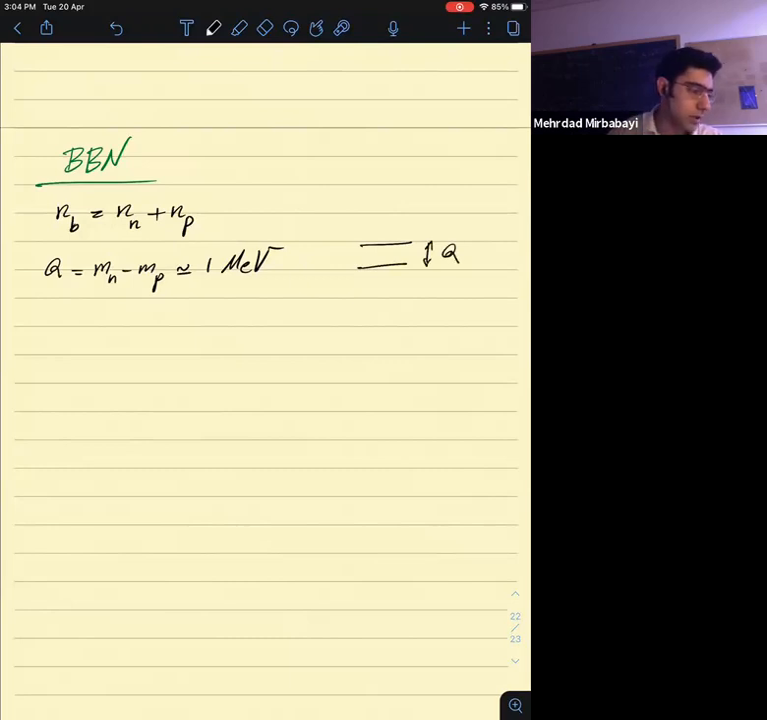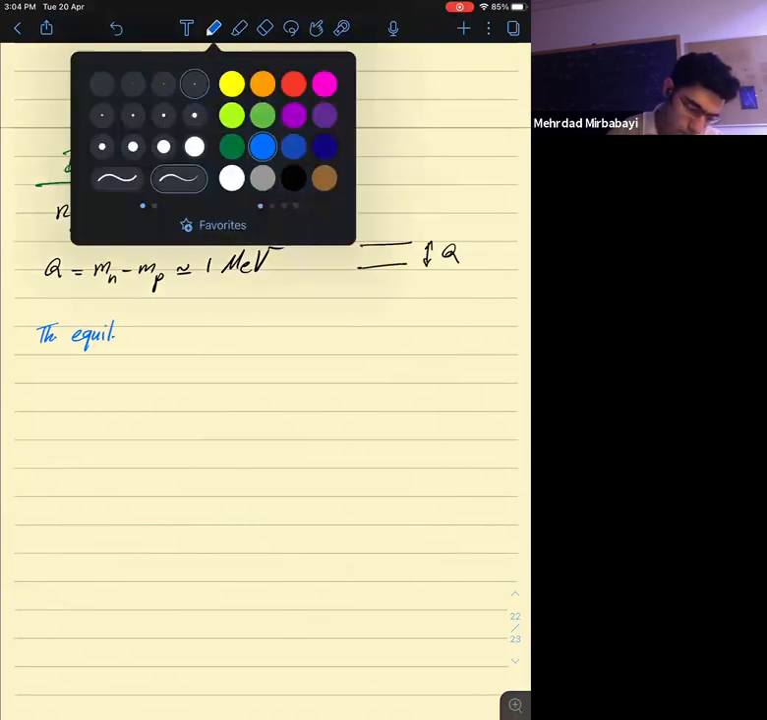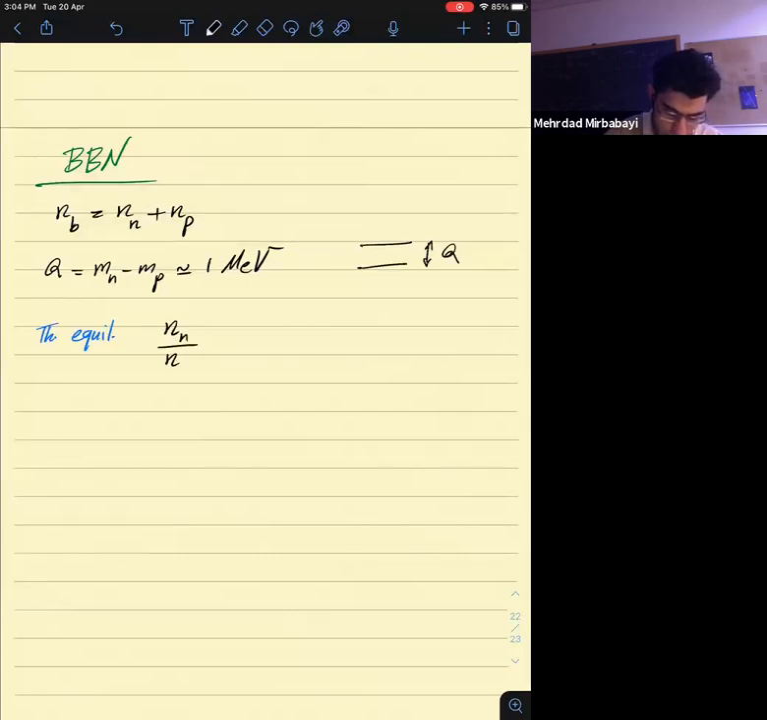If we are in thermal equilibrium, what thermal equilibrium implies is that the number of neutrons divided by the number of protons will be determined by the Boltzmann factor. So it will be given by e to the minus Q, the energy difference between these two states, divided by the temperature. So at temperatures well below an MeV, the number of neutrons becomes exponentially small. So if you want to form heavier elements, this has to be done before the temperature falls well below 1 MeV, because heavier elements contain neutrons.